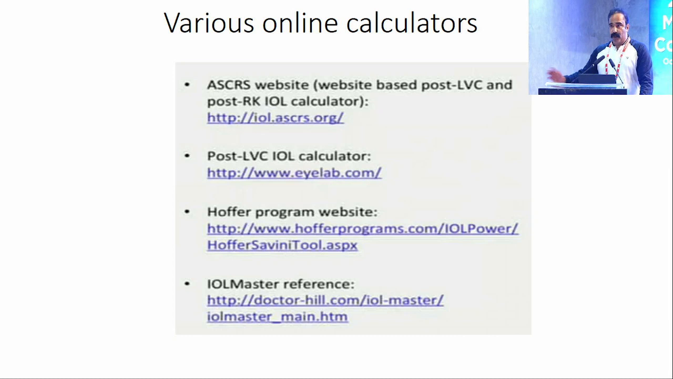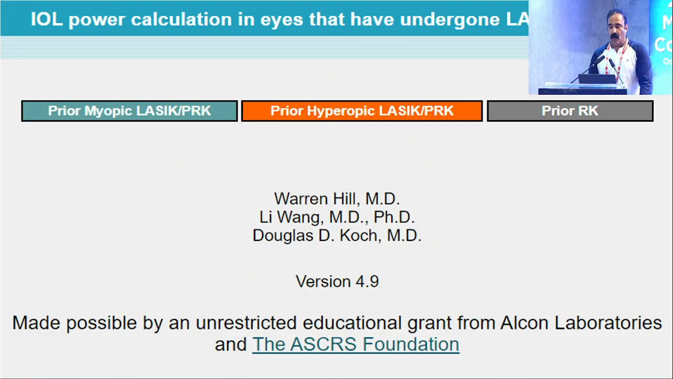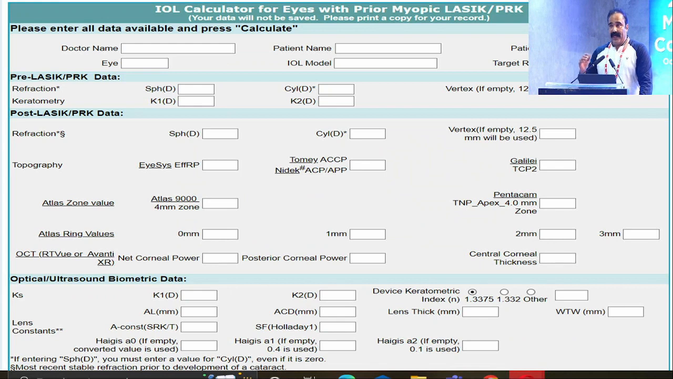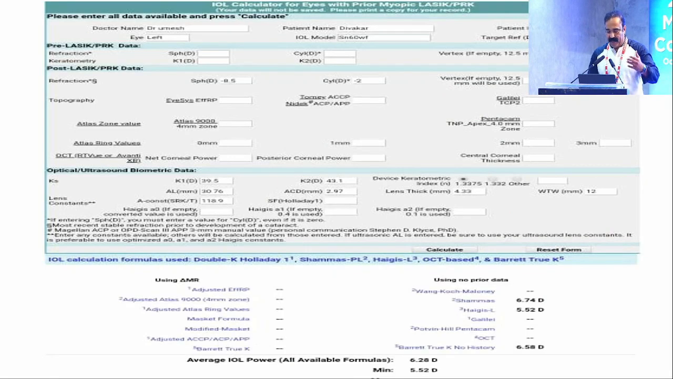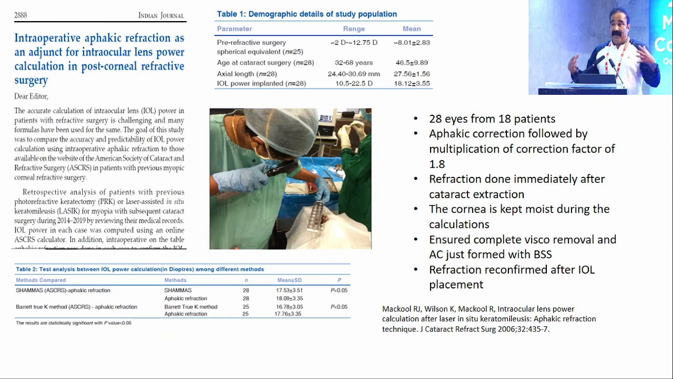The other way which the majority uses is to go for online calculators. Among these, as I said, the ASCRS is the one that is commonly used. So you go to this site, click on this, and it asks you to enter the data, everything: K, axial length, AC depth, and gives the IOL power that is required. I prefer monofocals in these cases, but if the patient is really insistent on multifocals, then you have to be even more certain that the power calculation is okay.